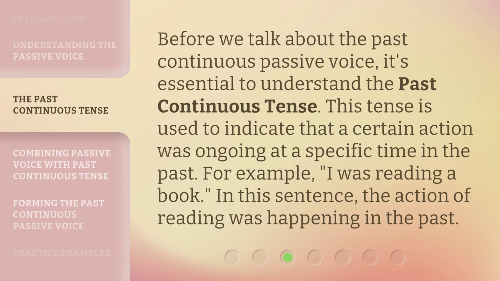Before we talk about the past continuous passive voice, it's essential to understand the past continuous tense. This tense is used to indicate that a certain action was ongoing at a specific time in the past. For example, I was reading a book. In this sentence, the action of reading was happening in the past.